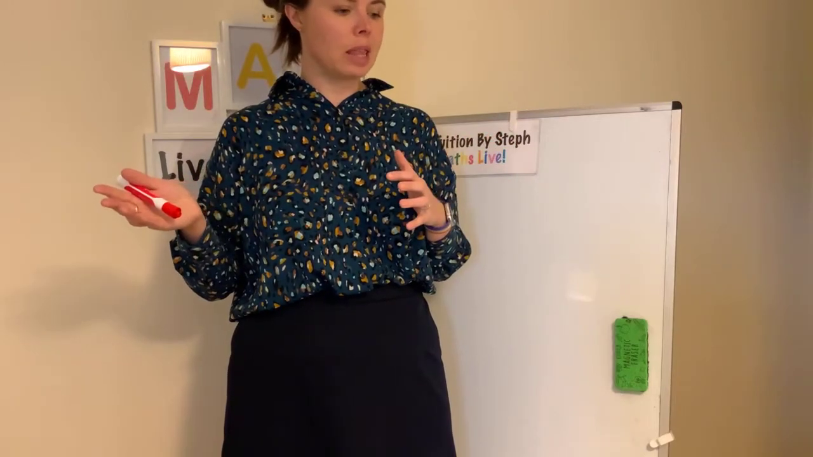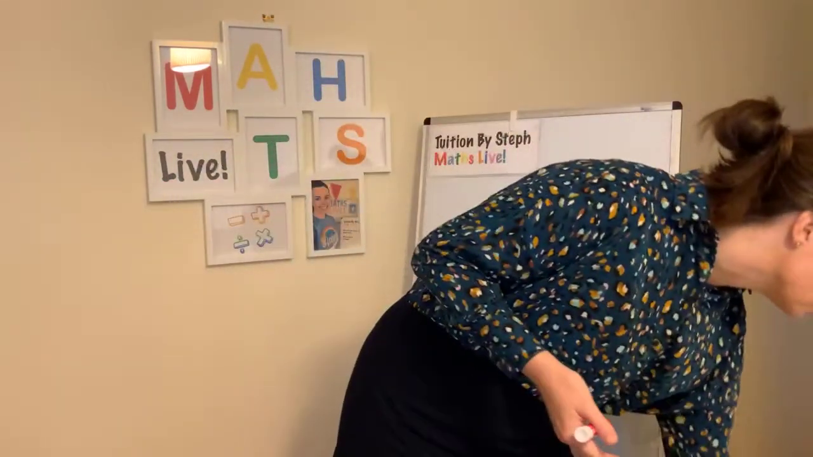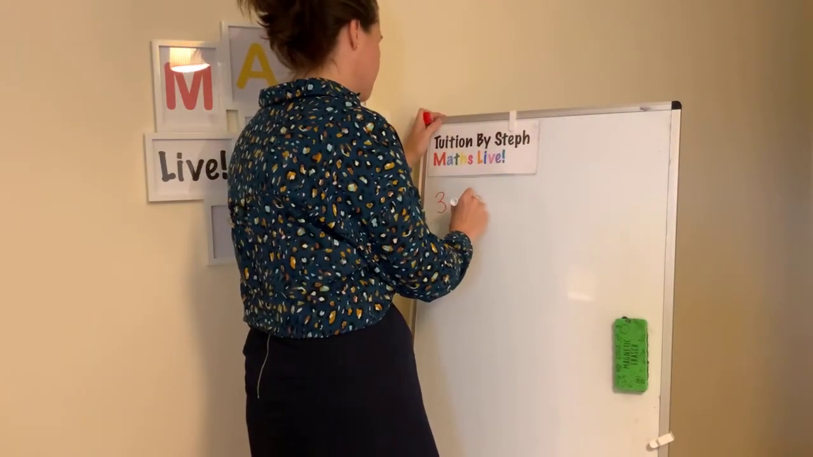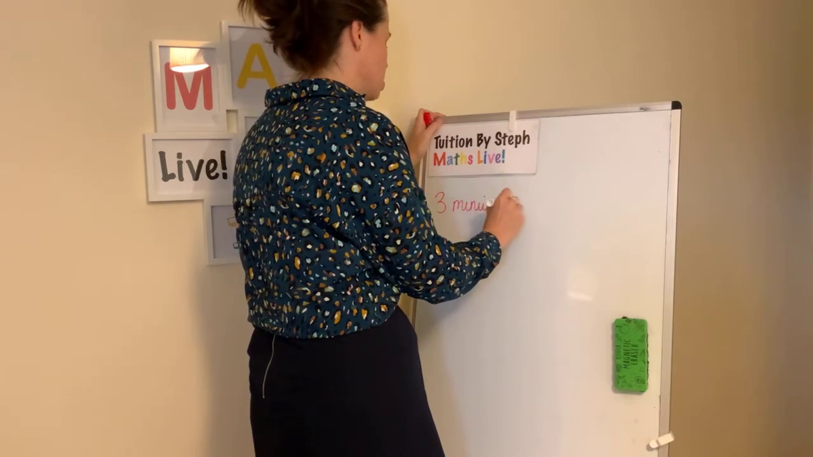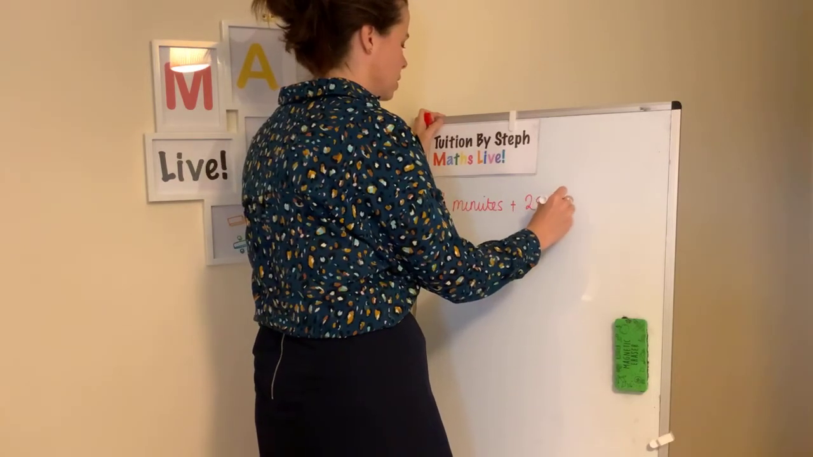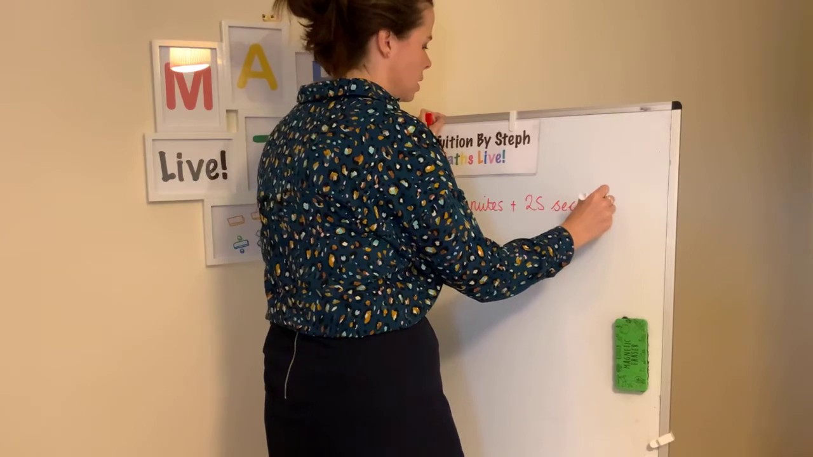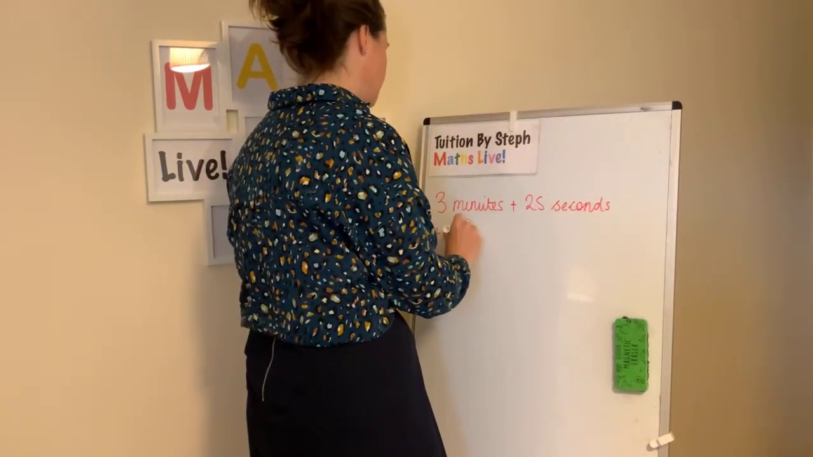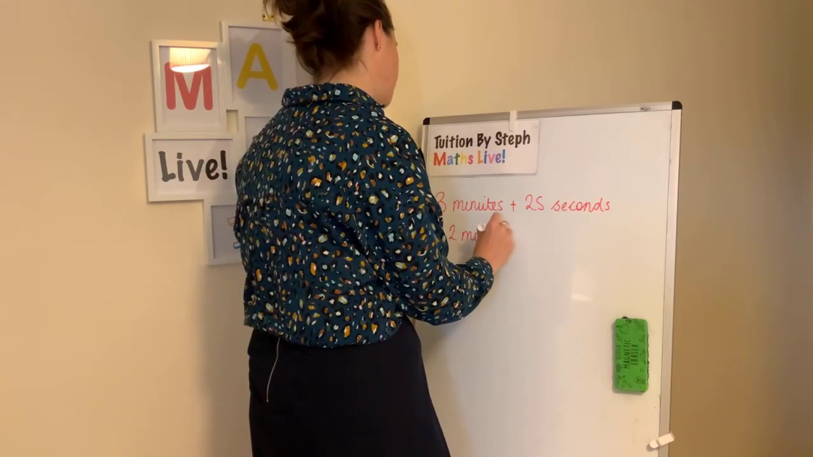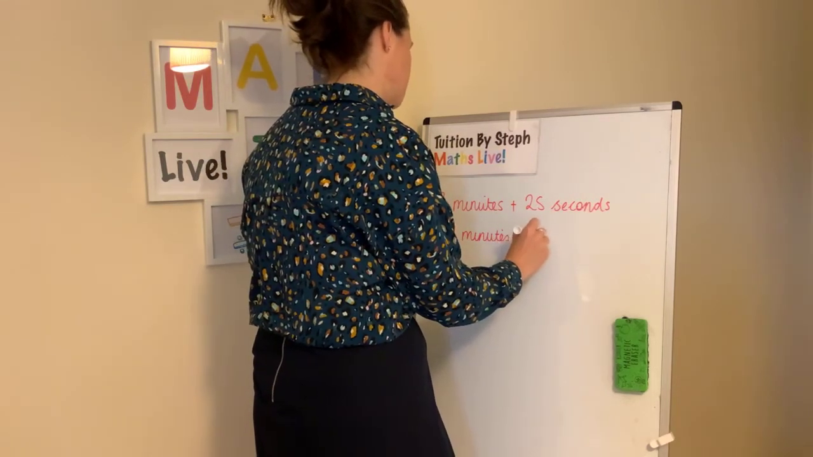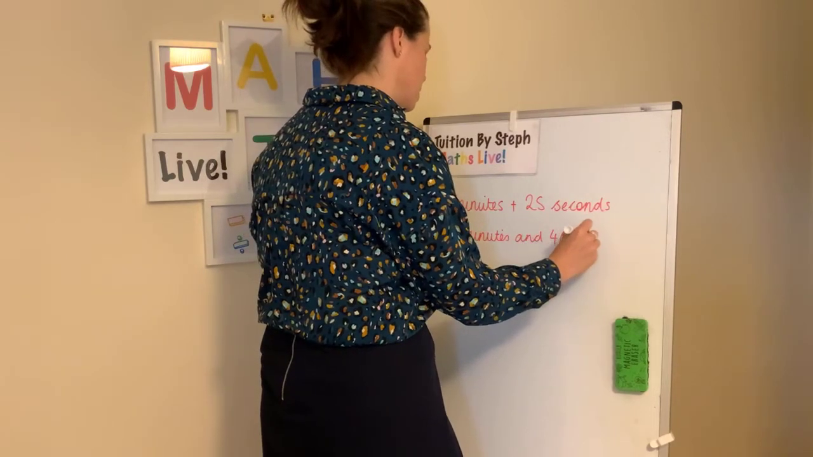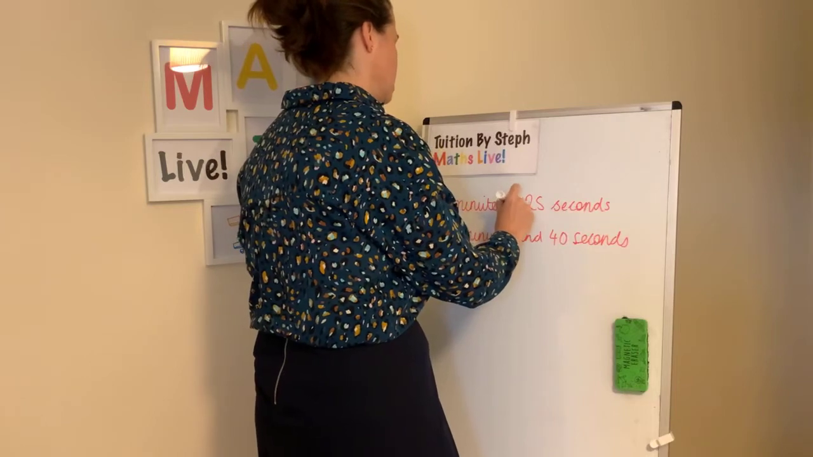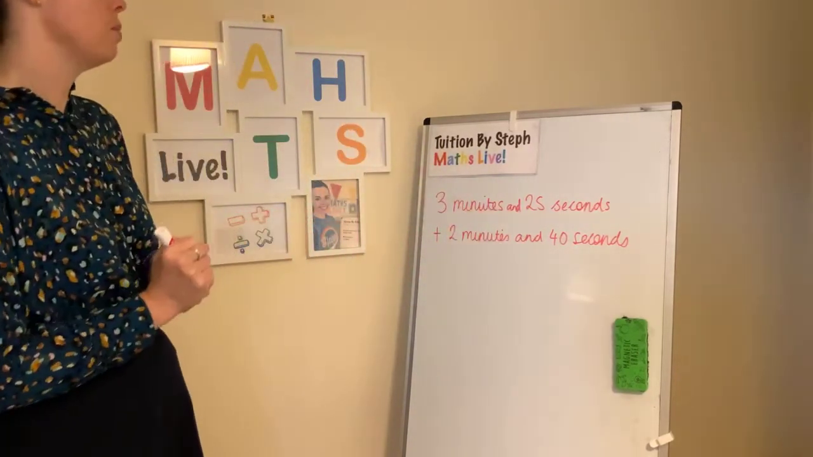And it can be something like, for example, the first question, it says 3 minutes and 25 seconds. And it says add 2 minutes and 40 seconds. Okay, I'm going to put "and" in there as well, rather than "add", because if I put the two plus signs, that won't make sense.